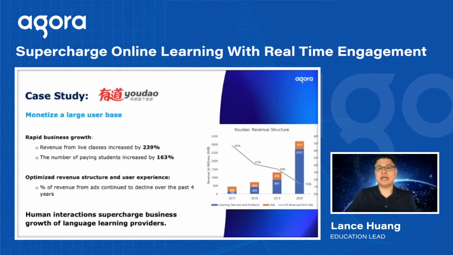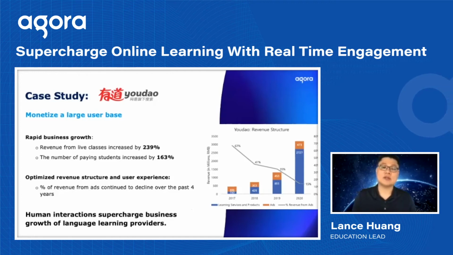And this pivot and shift to real-time engagement has proved to be very successful for Youdao, and their business has been taking off in the past several years. Real-time engagement has continued to be one of the main drivers of their revenue growth. If we look at their financial reports, their revenue from live classes in Q3 2020 was around 112 million USD, which is a 240% increase from the same period in 2019.